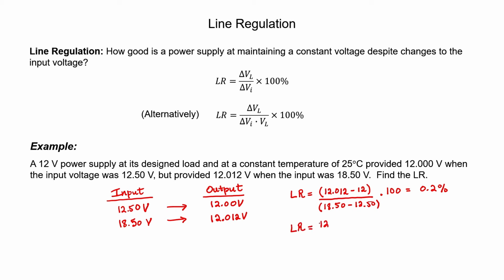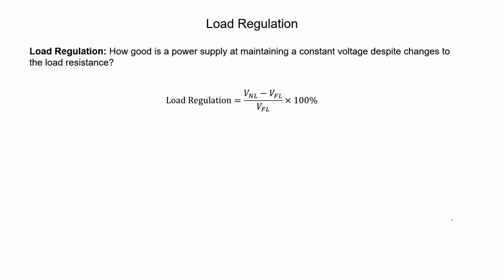Let's now express line regulation using the alternative definition that you'll sometimes see in data sheets. We get 0.016% per volt. This is also a fairly typical value for line regulation of a well-designed voltage regulator. Let's now look at load regulation.